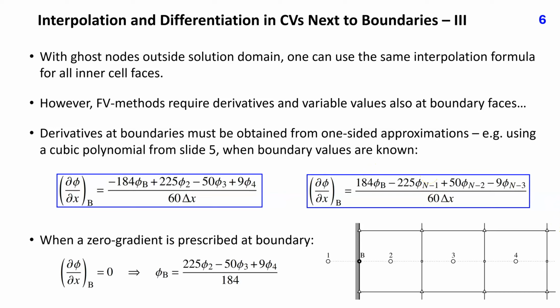When the gradient is prescribed at the boundary, we can use the above expression to compute the boundary value of the variable. For example, if a zero gradient is prescribed, the boundary value can be computed from values at the three cell centers as follows.